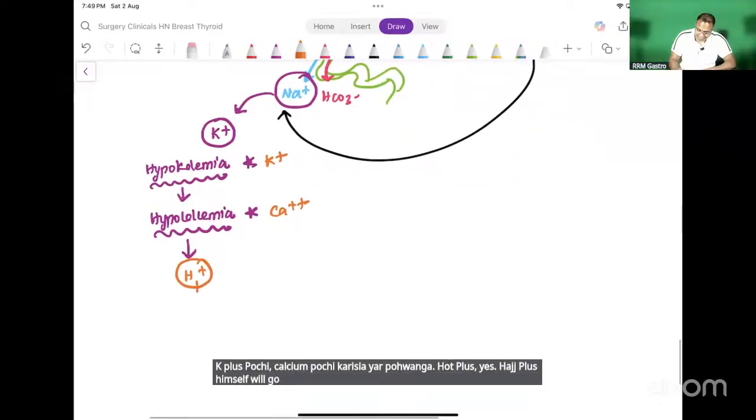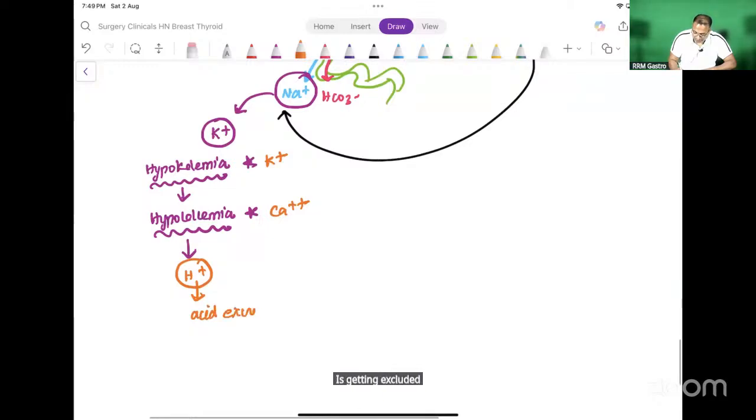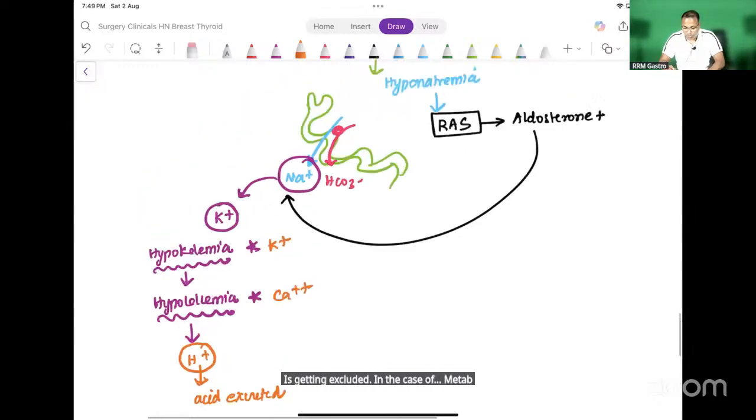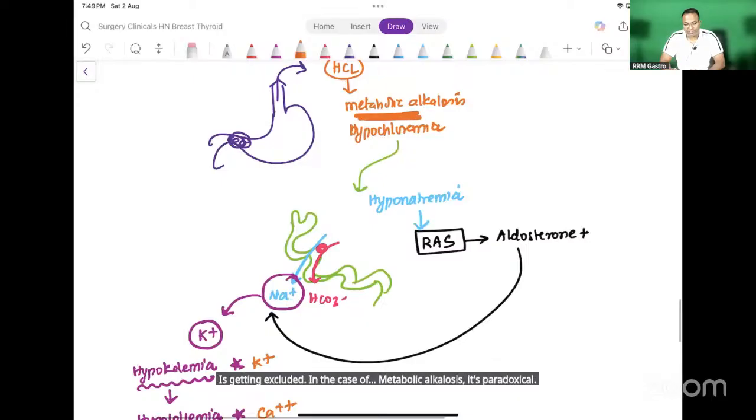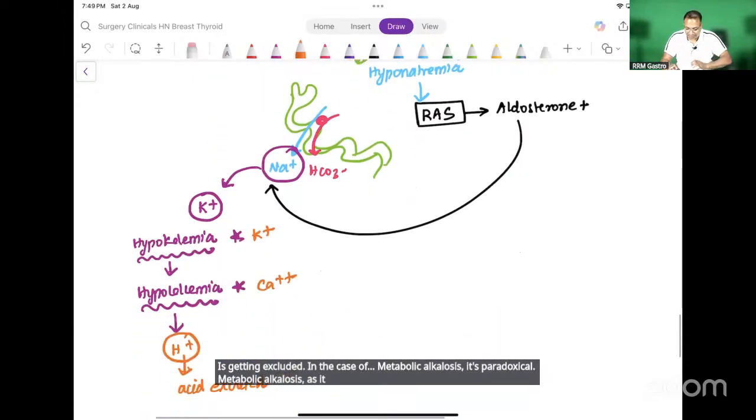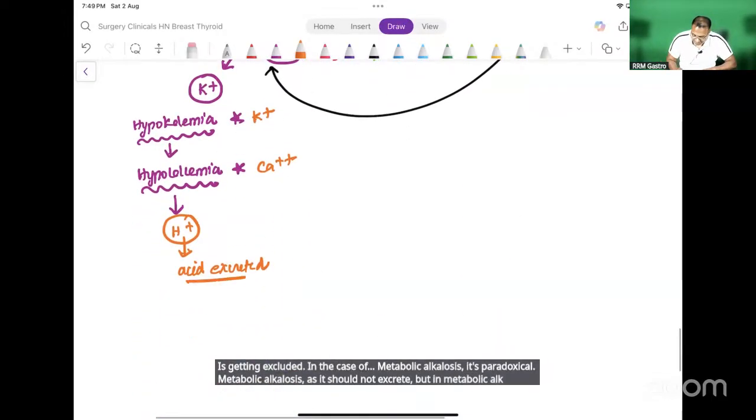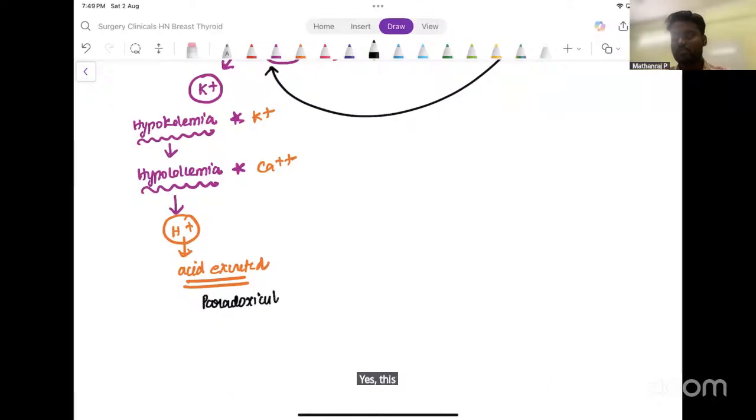You know, H plus is an acid. So acid itself is getting excreted. In a case of metabolic alkalosis, it's paradoxical. In metabolic alkalosis, acid should not be excreted, but here acid gets excreted. Therefore, this is called paradoxical aciduria. Yes, this is paradoxical aciduria.